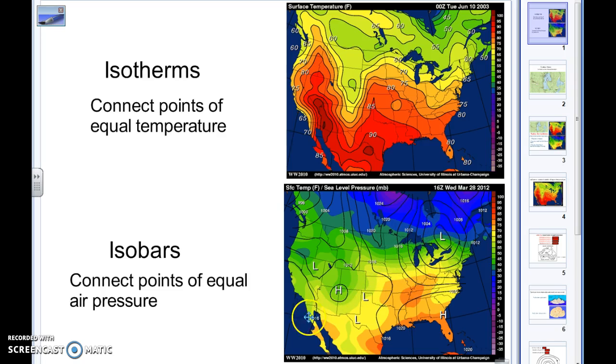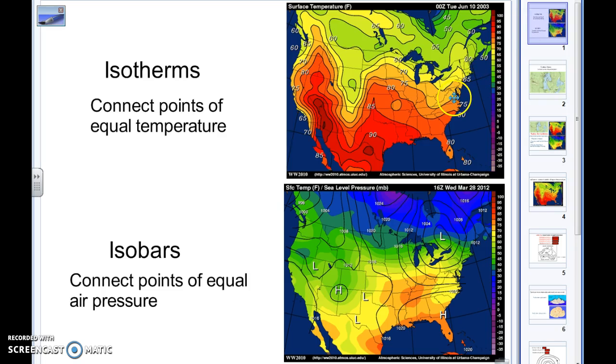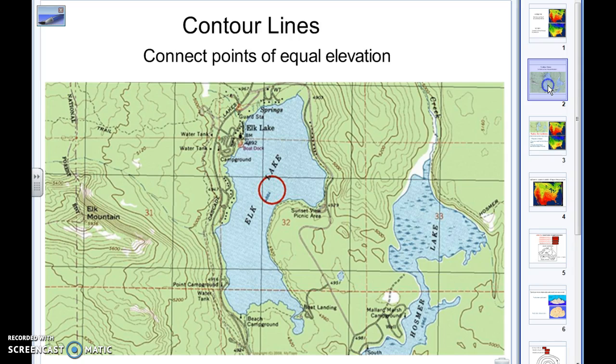This is for winds. And this is a map that's connecting points of equal elevation. We call these contour lines. Points that connect equal values of temperature, we call those isotherms. If you have points of equal air pressure, we call those isobars. And again, repeating myself, contour lines connect points of equal elevation.